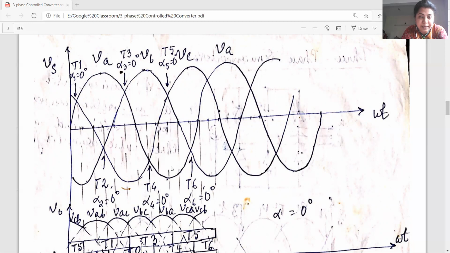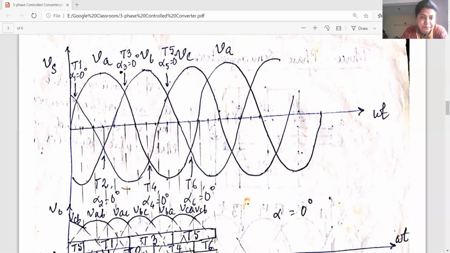This is my three-phase waveform displaced from each other by an angle of 120 degree. Again, I have divided the entire x-axis, the omega t axis, into angles of 30 degree. So this is omega t equal to 30 degree, 60 degree, 90, 120, 150, 180, 210, 240, 270, 300, 330, 360 degree, and so on and so forth.